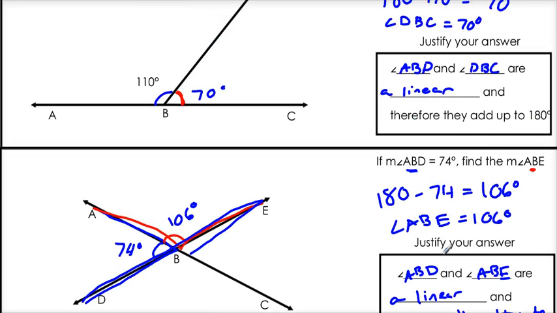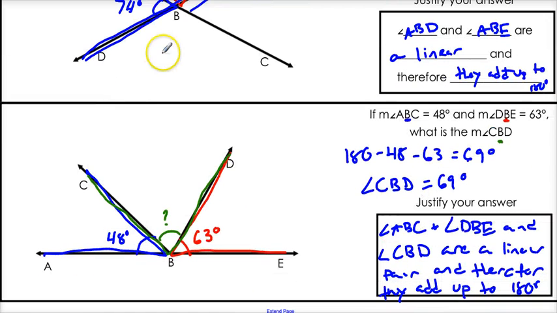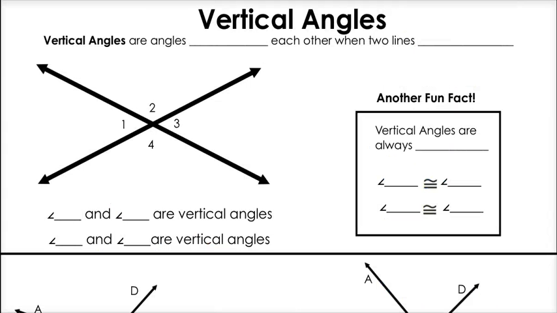When you're doing your justification, you could just use exactly this sentence. These two angles are a linear pair and therefore add up to 180. It's the same thing every time. Just say what the angles are, that they're a linear pair, and therefore add up to 180. All right, let's move on to vertical angles, okay?